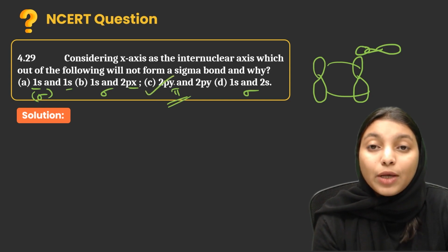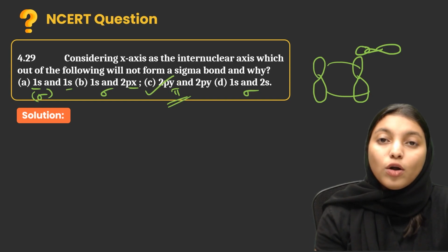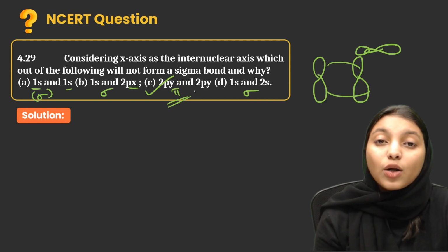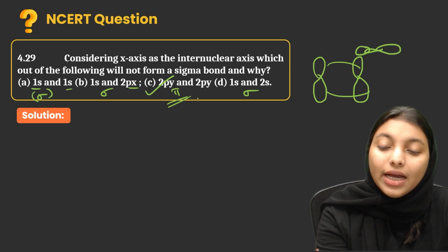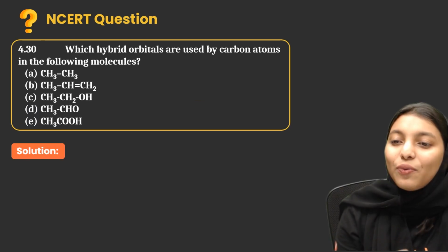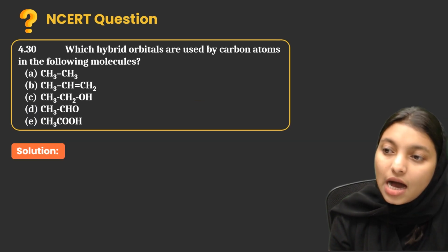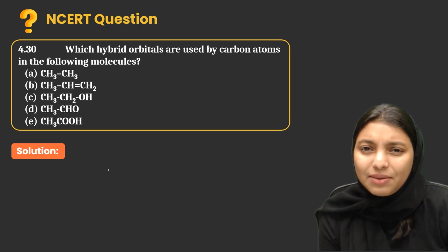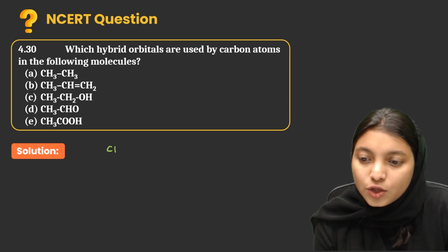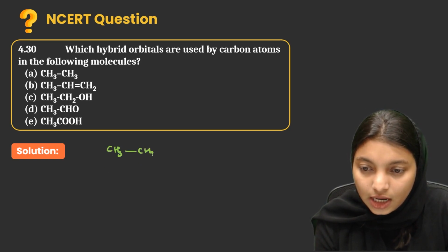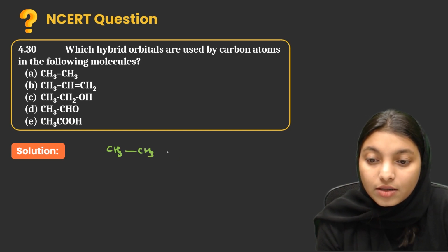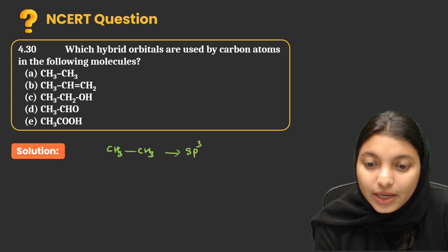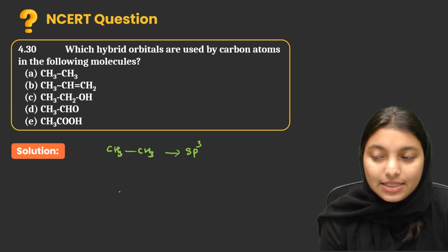Sigma bonds, because they are not along the internuclear axis, will be undergoing lateral overlapping and forming pi bonds. Which hybrid orbitals are used by carbon atoms in the following molecules? That means which hybridization? So CH3 has 4 bond pairs, so its hybridization must be sp3 according to VSEPR theory.